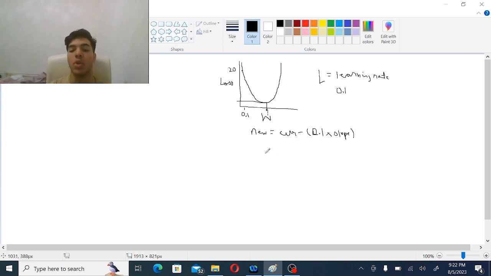Alright, so let me just walk you through an example of how this actually works. Let's say right now we're here. So our value for our parameter w is 0.1 and we have a loss of 20. So let's just use this formula. The new value for our parameter will be equal to the current value of the parameter, which is 0.1 over here, and we need to subtract from it the learning rate, which is 0.1, times the slope. Okay, how do we find the slope of the curve at that point?